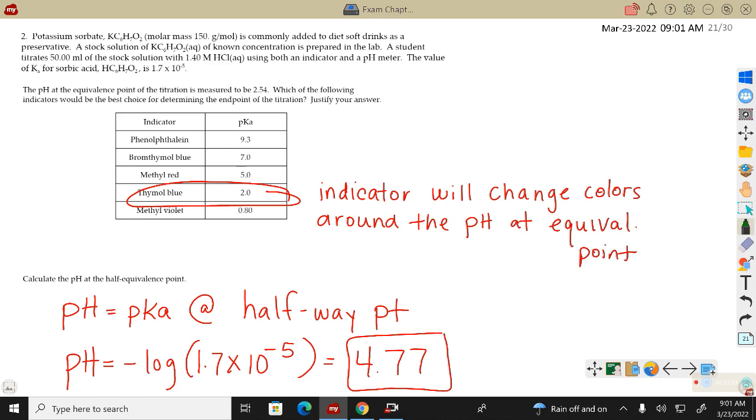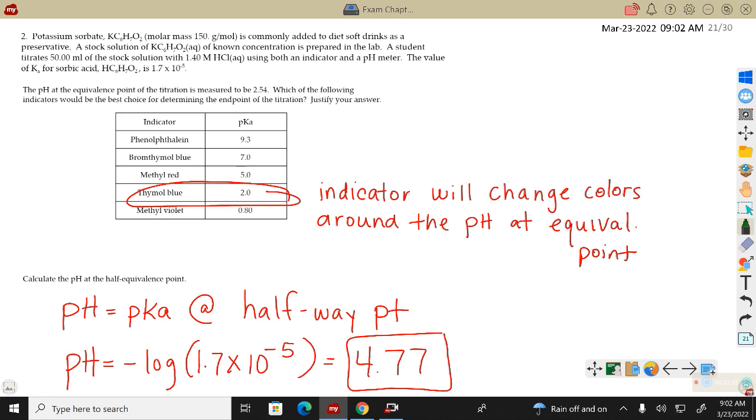Question 2 was a titration. Potassium sorbate is commonly found in diet soft drinks. Somebody made a solution of potassium sorbate. They titrated a 50 milliliter sample of that stock solution with 1.4 molar HCl, using both an indicator and a pH meter. The value of Ka for the sorbic acid is 1.7 times 10 to the negative fifth.